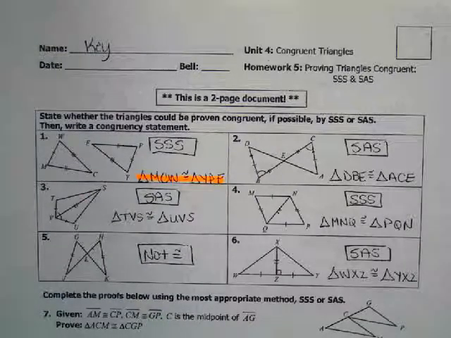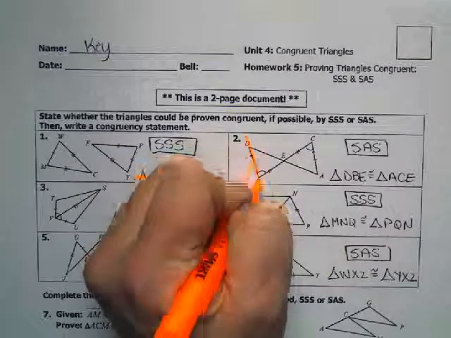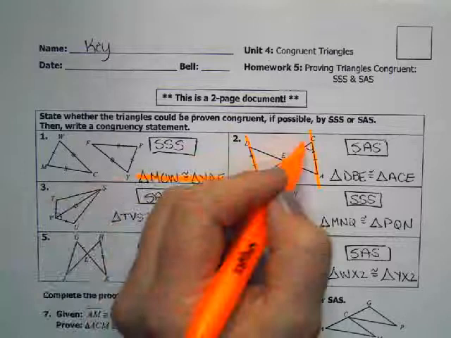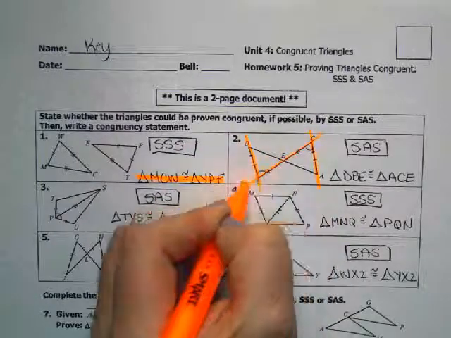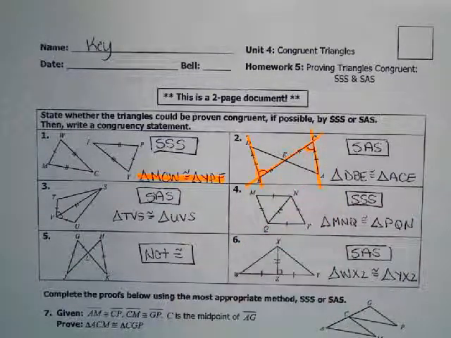Number 2 is side angle side, and you may have put none, but the key to looking at this is that you have the arrows here. That means we have parallel lines and a transversal. So you can mark alternate interior angles to go between the 2 given sides, so you have side angle side.